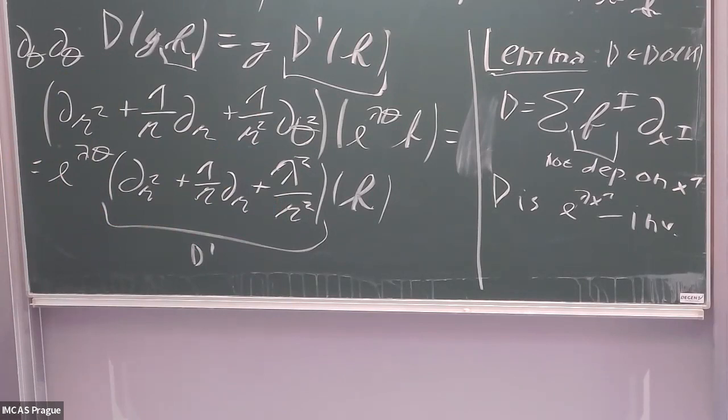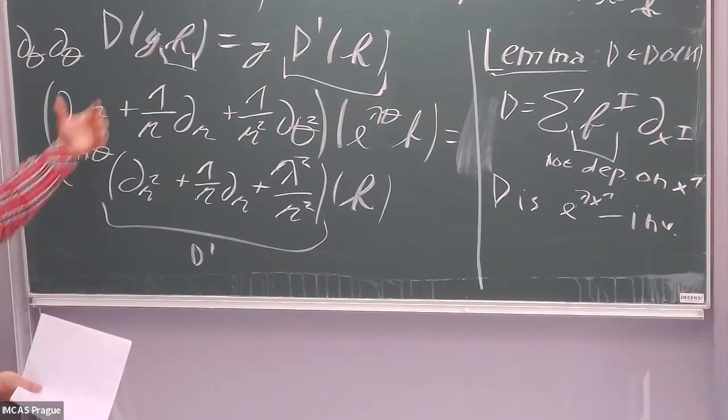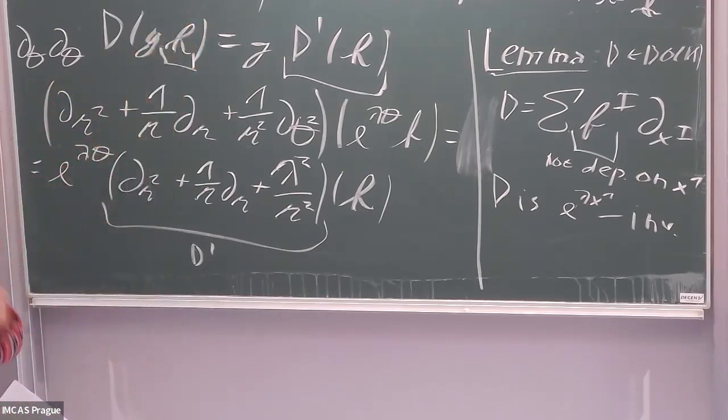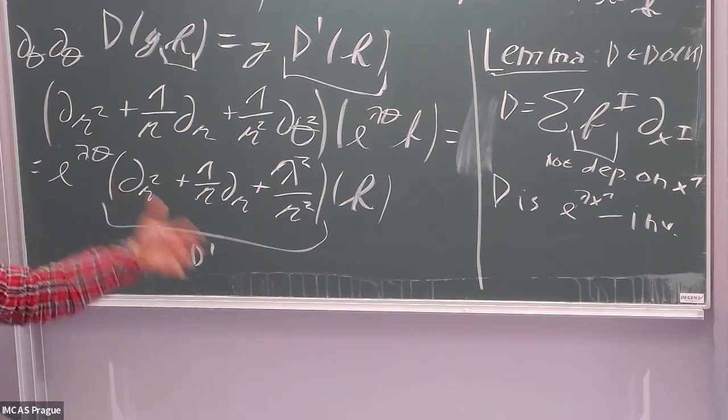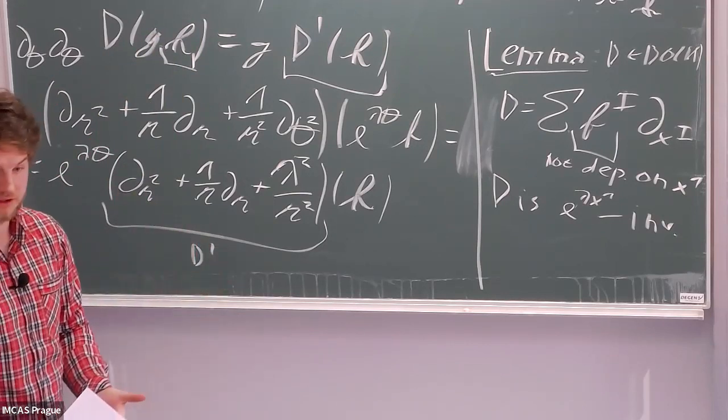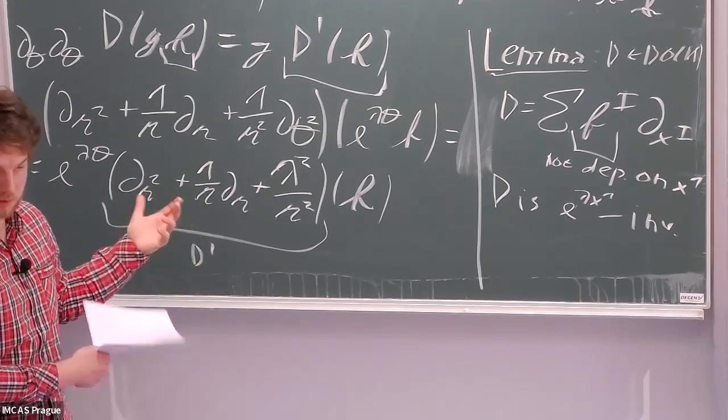Yes, it's local. It depends on the chart. Yes, exactly, because the vector field generates. And the vector field, by the Frobenius theorem, generates coordinates. So yes, that's the chart in which it will separate.